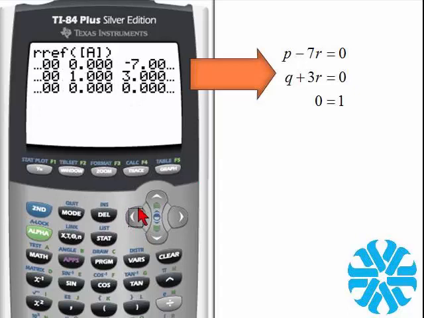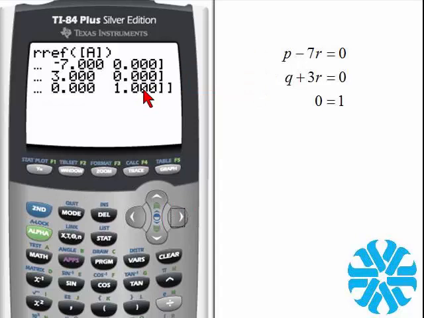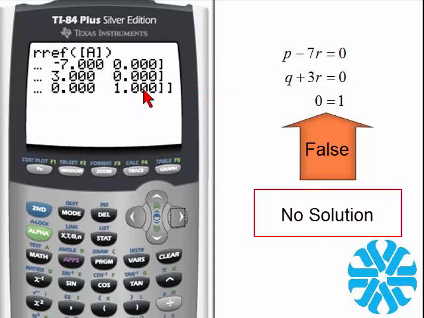And then the third row, we have all zeros on the left hand side. So we have 0P, 0Q, and 0R. So we have 0 on the left, and that's equal to 1 on the right hand side. Now recall that 0 equals 1 is not true. It's a false statement, and therefore the system of equations is inconsistent, and that means that there is no solution for this particular system of equations.